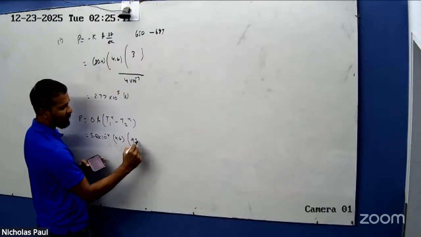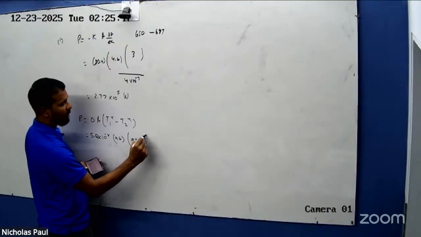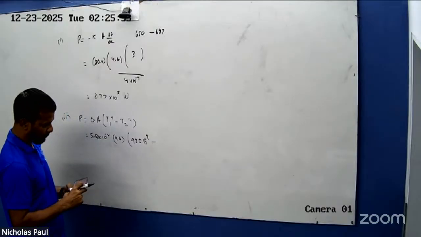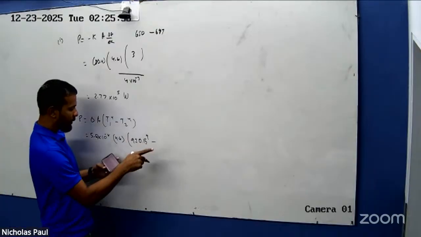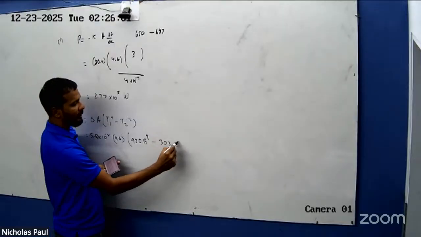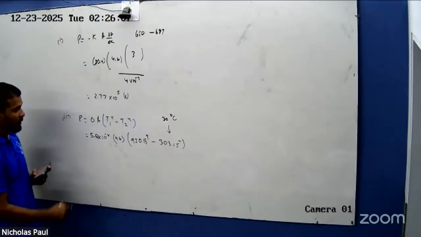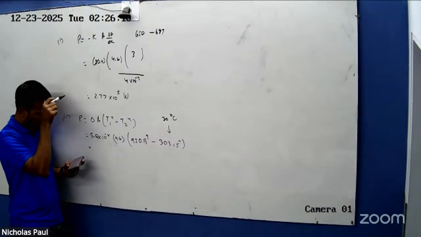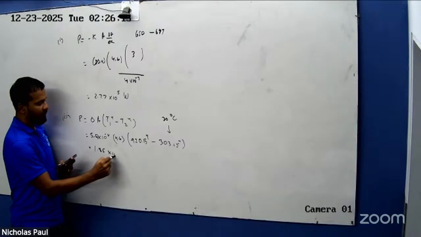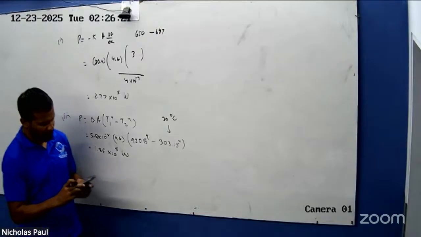920.15, right? And what's the final temperature? What's the temperature you're using here? 303. Right? You're using the temperature of the surrounding, which was 30 degrees Celsius, right? What will that give us? 1.85 by 10 to the power of 5 watts. Right? So those are the two calculations.